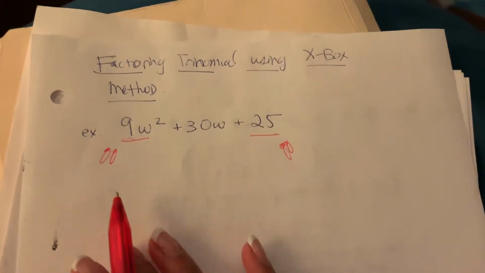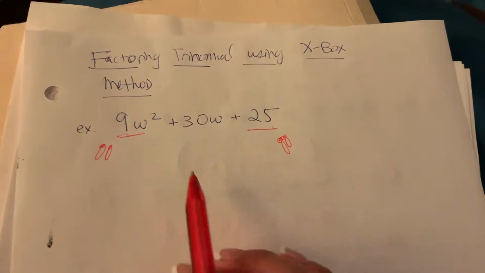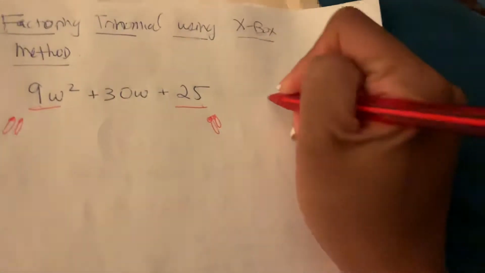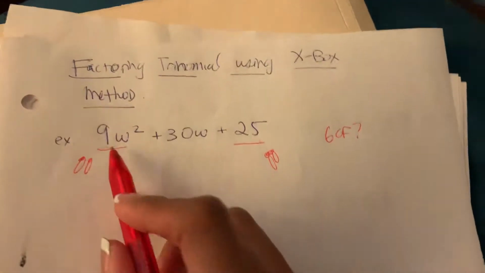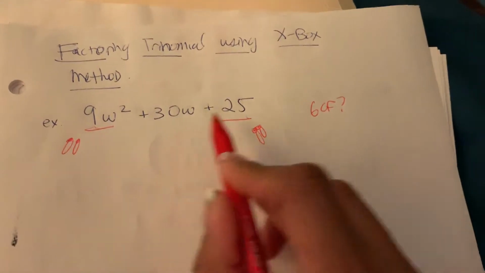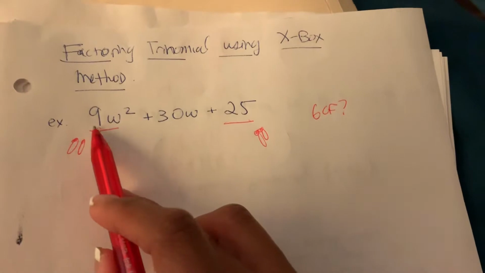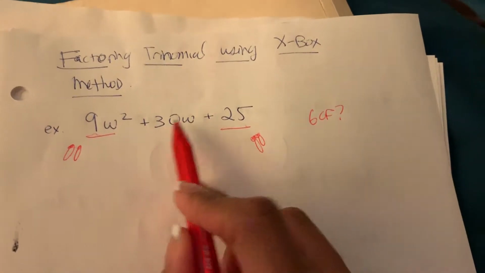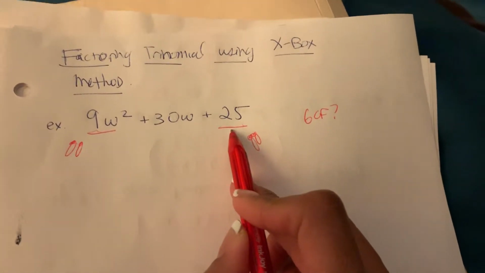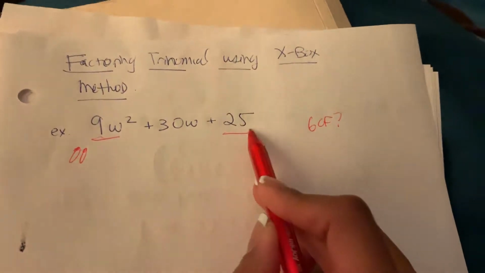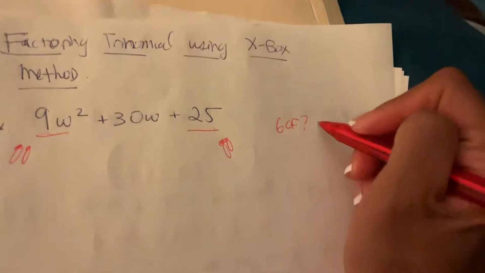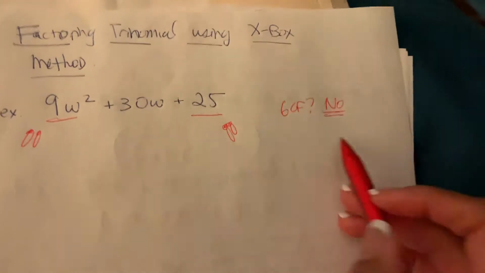I'm sorry, let me rewind. Before I do any of this, I need to ask myself, is there a greatest common factor? 9w squared, 30w, and 25. Do they have anything in common? Well, a 3 and a 3, but 25 does not have a 3. Here's a w and a w, but the 25 does not have a w. So here there's no greatest common factor. So you always want to check for that before you try anything.